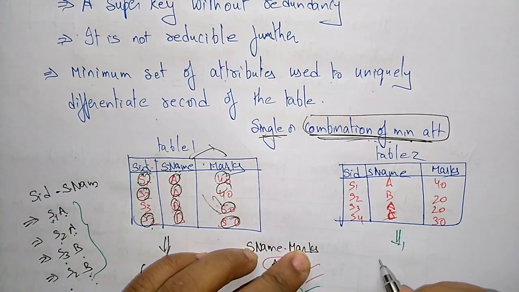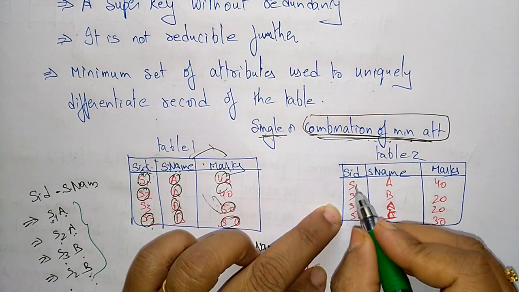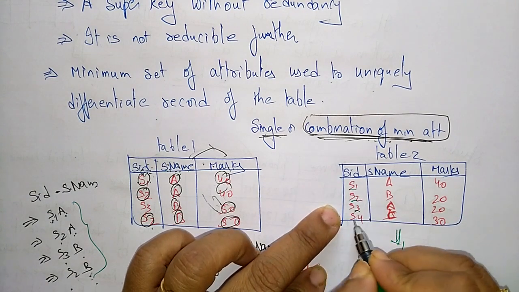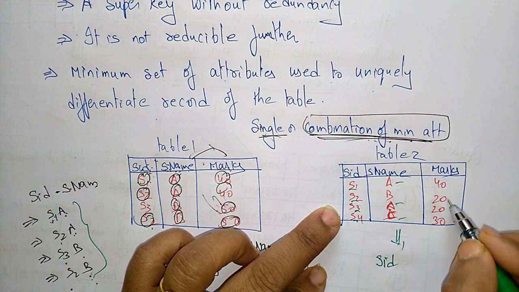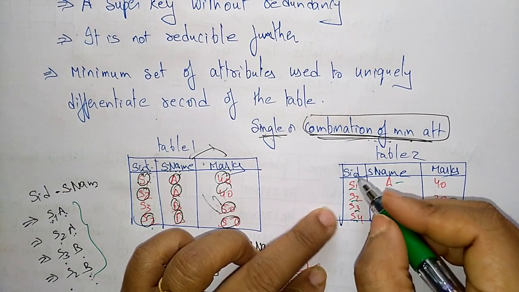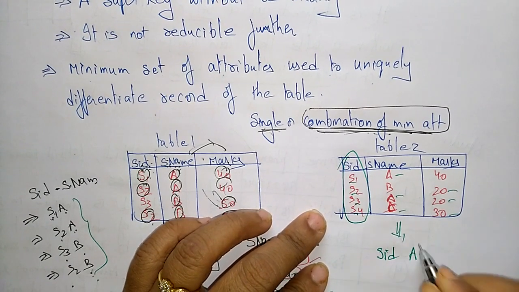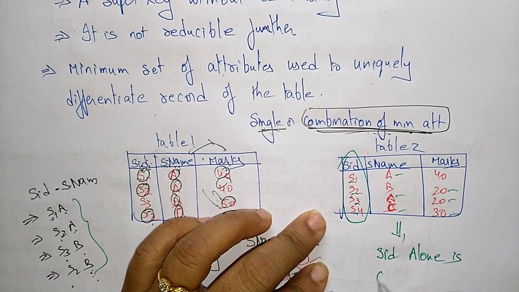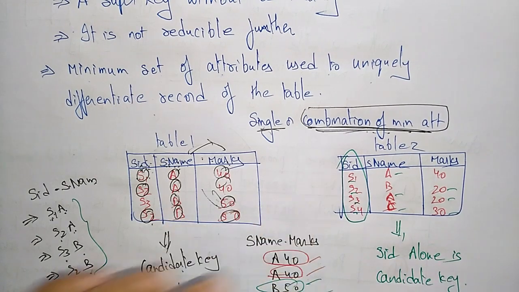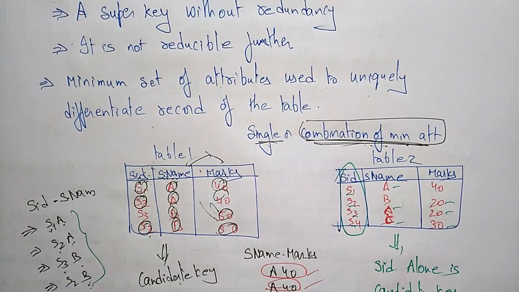In the same way, here the SID is unique, 1, 2, 3, 4, but all the others have redundant data. So better you go for SID alone as the candidate key. So this is about the candidate key.